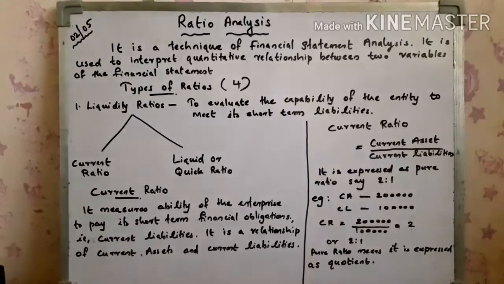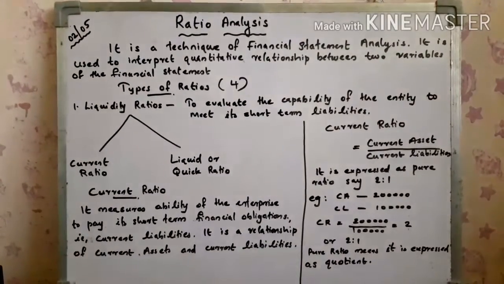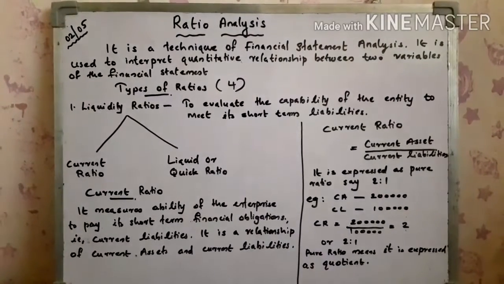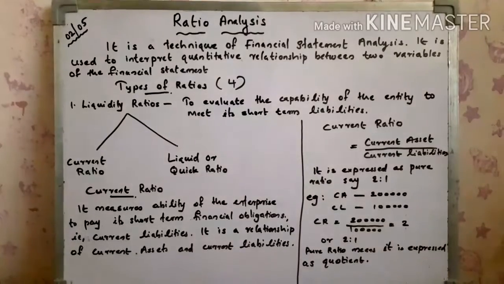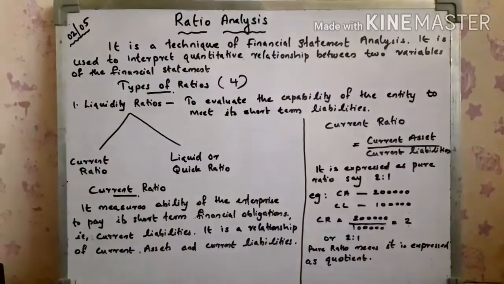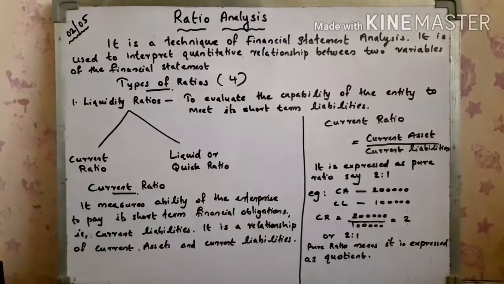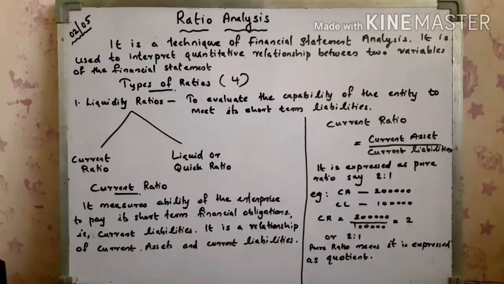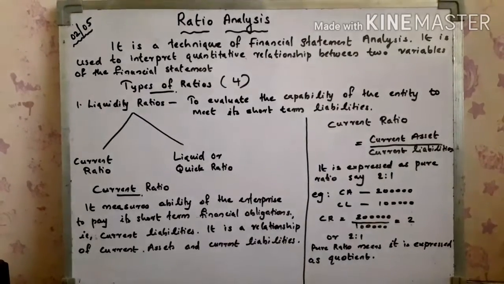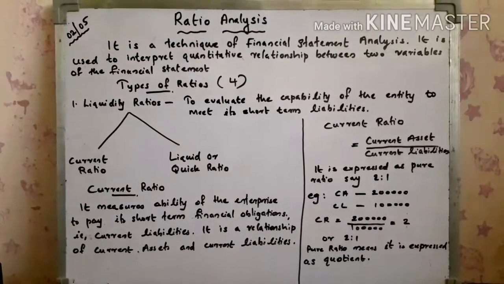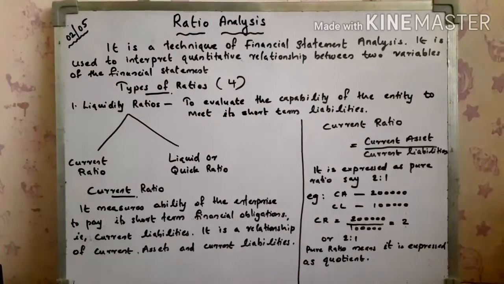This ratio is to evaluate the capability of the entity to meet its short-term liabilities. We mainly calculate this ratio for the purpose of evaluating or measuring the capacity of the enterprise, how capable this particular enterprise is to meet its short-term liabilities. Liquidity ratios are again classified into two: current ratio and liquid or quick ratio.